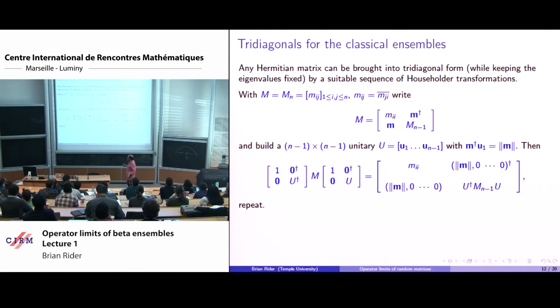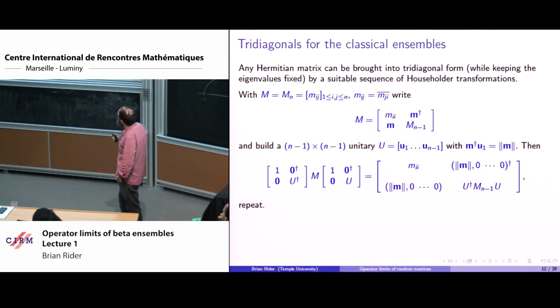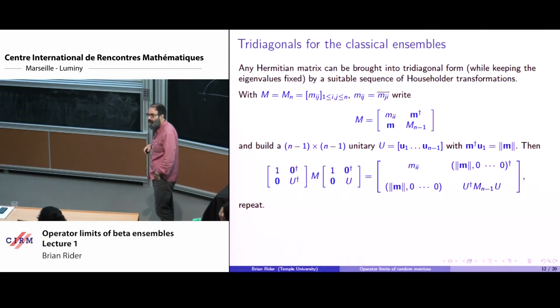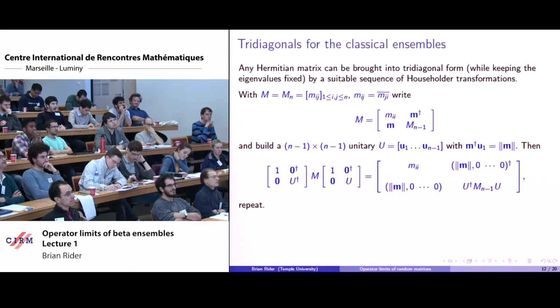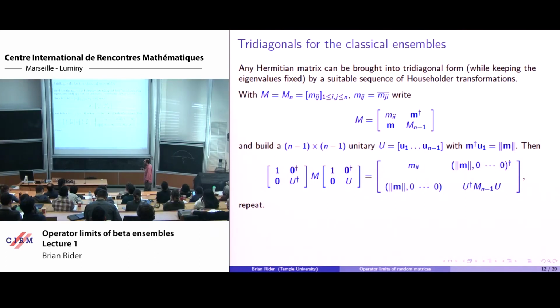So let's take M, now not anything random per se, but just a symmetric or Hermitian matrix, and write it in the following way. Here's just the first coordinate. Here's the lower n minus 1 by n minus 1 block matrix. And this bold-faced m is the rest of the first row and the rest of the first column, which are, of course, the same because of symmetry. All right? And now what we're going to do is conjugate it by a unitary matrix. And the unitary matrix is going to have the form 1, 0, 0, U, where U is an n minus 1 by n minus 1 matrix.